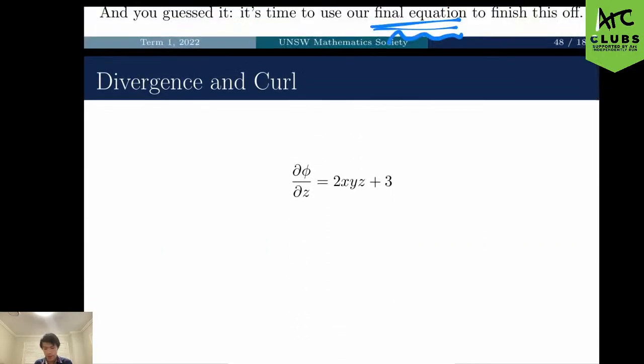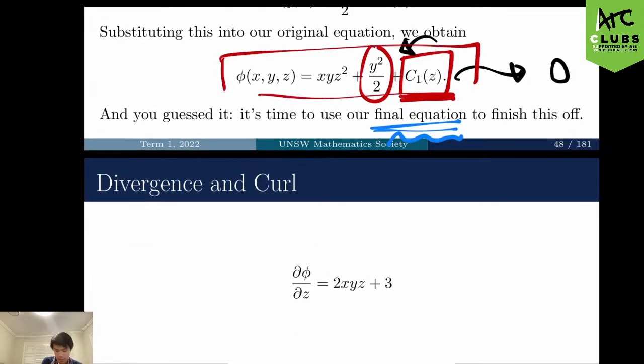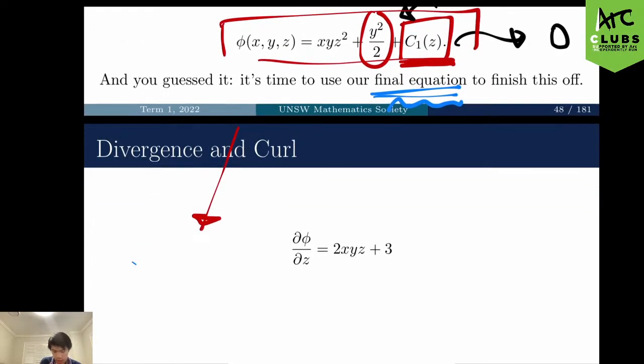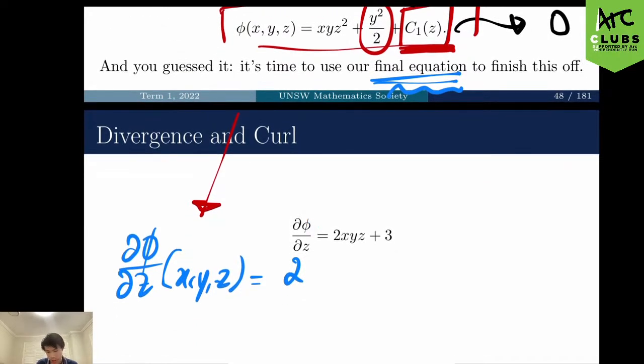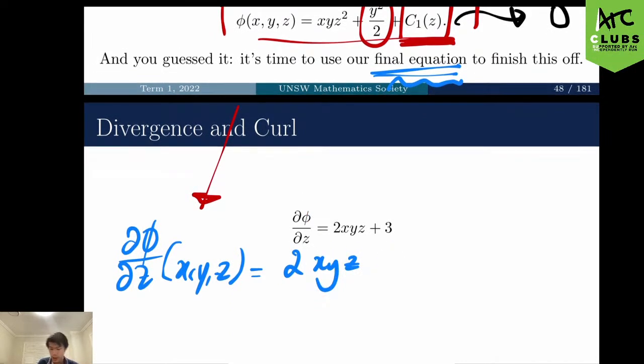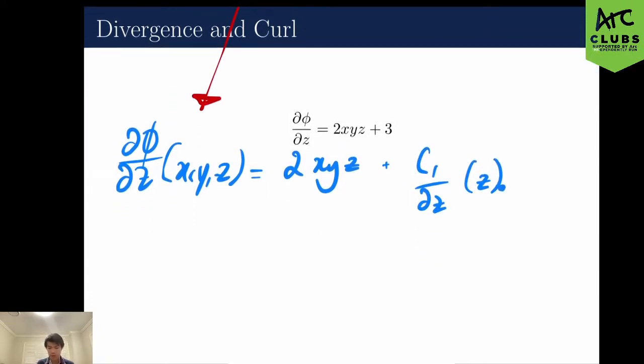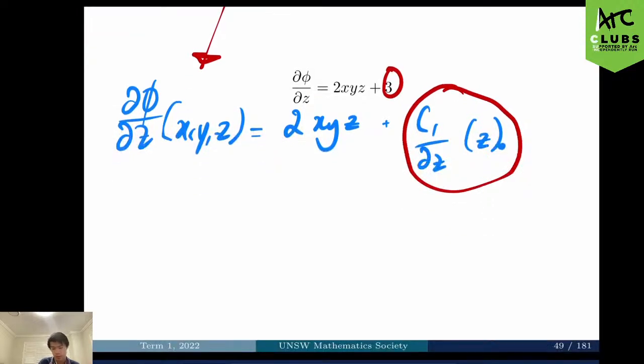All right, so let's take this and differentiate again, with respect to z this time. We'll get 2xyz plus, it'll be nothing because that disappears. And then this turns into c1, the derivative with respect to z. Cool. So again, we found out more about this part. The derivative of c with respect to z is equal to 3. So that's actually something we've seen before. So c1z needs to be equal to 3z.